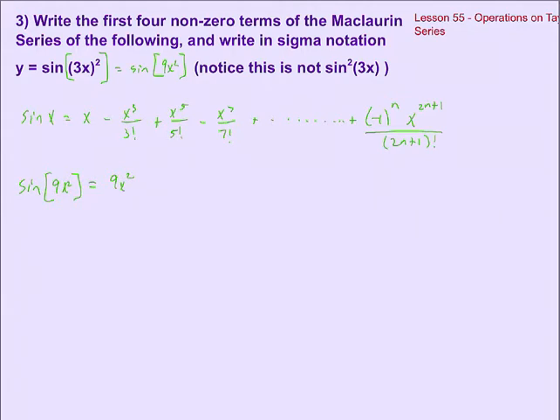So instead of plain old x, it's 9x squared. Instead of plain old x cubed, it's 9x squared cubed over 3 factorial. Everything around the x stays the same. It's just the x itself gets replaced with a 9x squared. And so you can see how easy it is to do operations on the Taylor series if you already know the Taylor series.